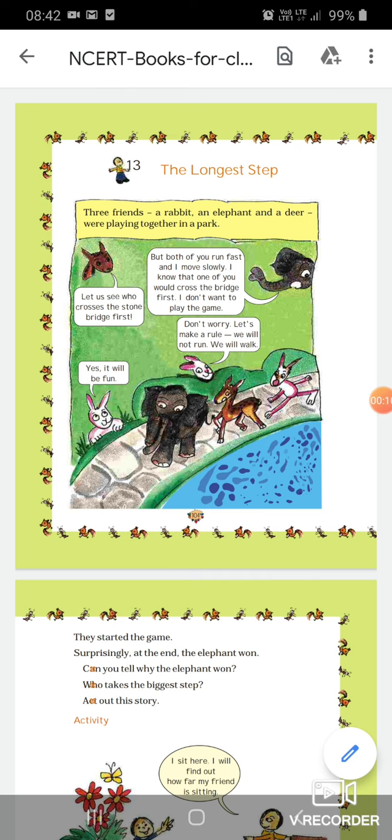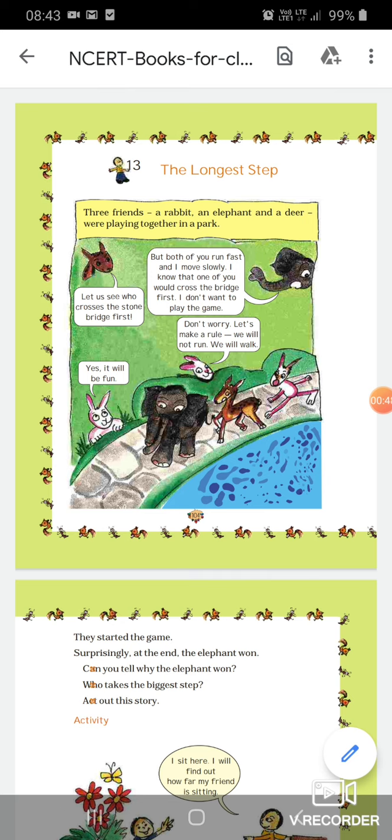Three friends, a rabbit, an elephant, and a deer, were playing together in a park. The deer said, let us see who crosses the stone bridge first. But the elephant said, both of you run first, and I move slowly, and I know that one of you would cross the bridge first. I don't want to play the game.